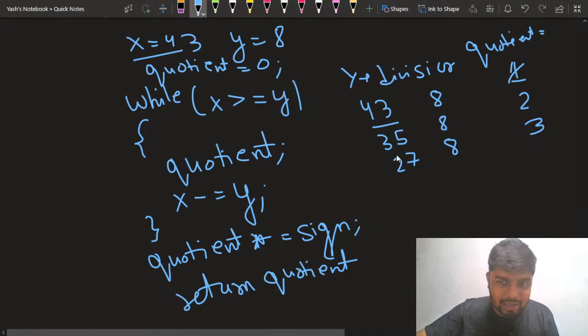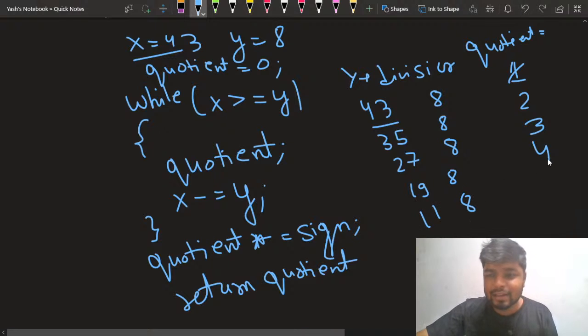Now what you do, you subtract it by 8, 19 and 8. Again you take the fourth chance because it is greater than or equal to 8. Now you again subtract it. So what will it be? It will be nothing but 11, right? And you have an 8. After this you take the fifth chance, and in the fifth chance you have 3 and your number 8, right? Now it is not greater than or equal to, so you cannot perform any operation.